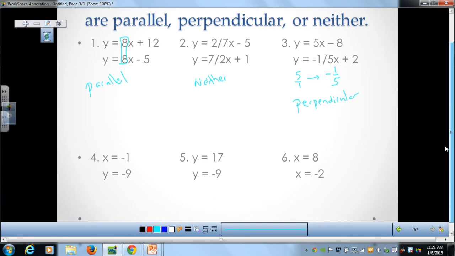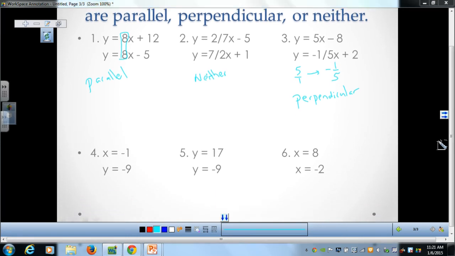Now the next set of lines are dealing with our horizontal and vertical lines. If we remember, x equals -1 is a vertical line, so it's going to go up and down. Y equals -9 is a horizontal line. So if we have one vertical and one horizontal, those two will always be perpendicular to each other. So vertical, horizontal, and that would be perpendicular.